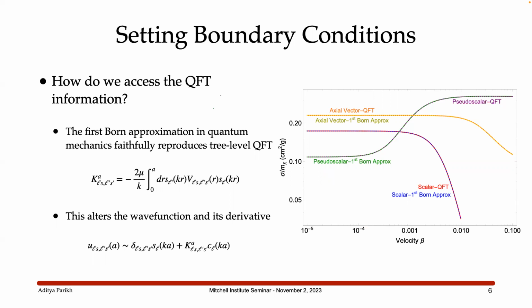Once you do that, you have captured the physics from 0 to A using this method, and that's telling you how your boundary conditions are being modified. And once you have these new modified boundary conditions, you can then use that to solve the Schrodinger equation from A out to infinity.